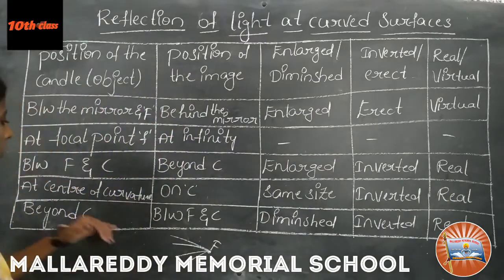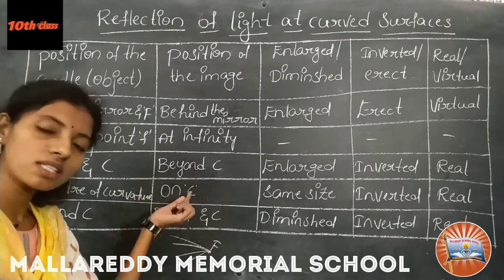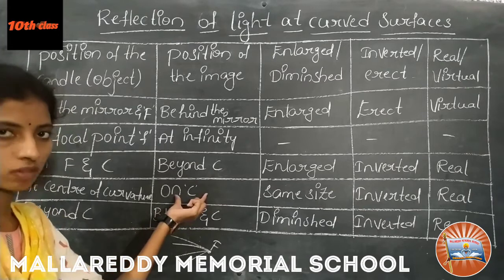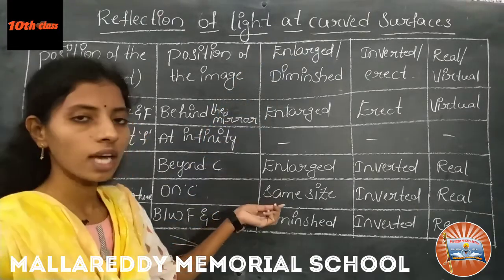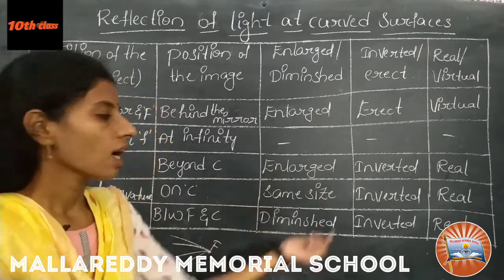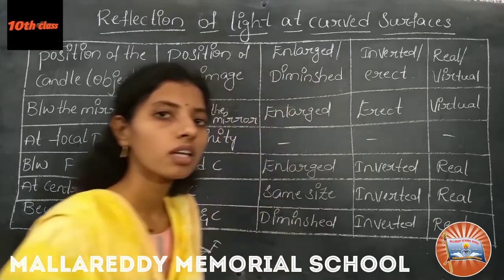Now if the position of the object, the candle, is at the center of curvature, then the position of the image is on C only. The image is the same size, inverted and real.